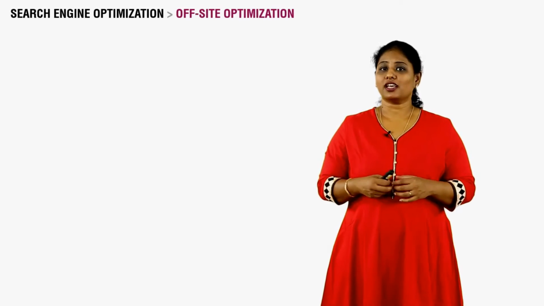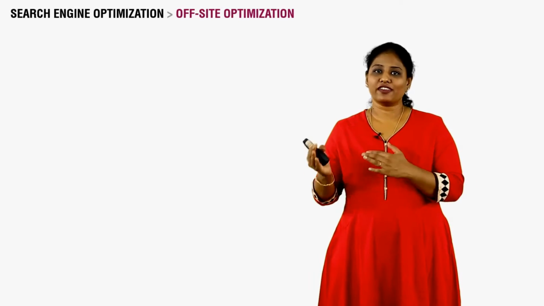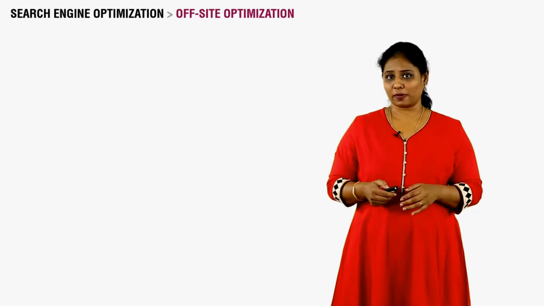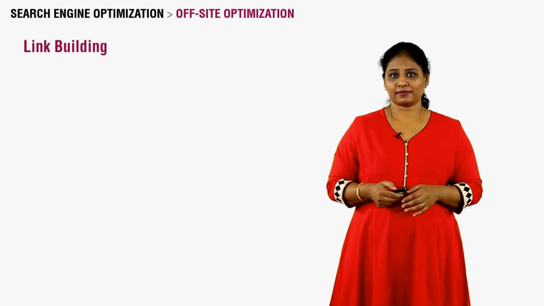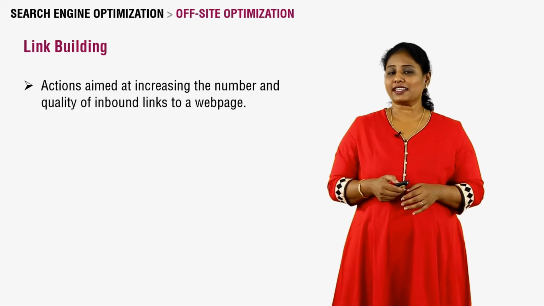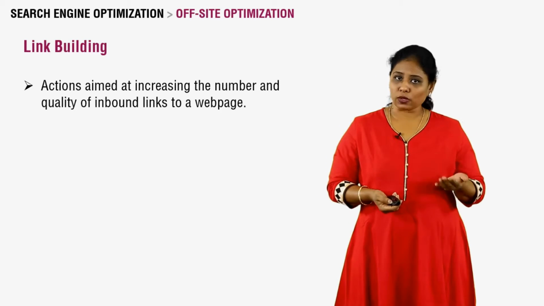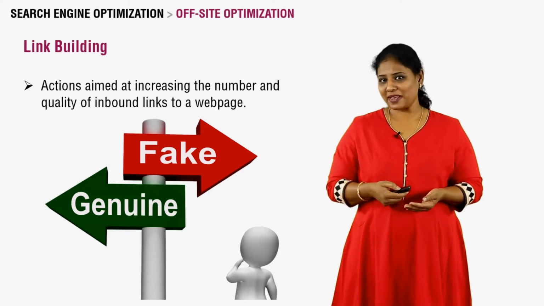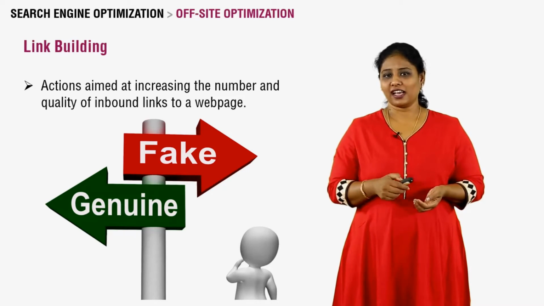Off-site optimization is all the techniques that you can do away from your site, where you will not touch your site. The primary method of off-site optimization is link building. These are actions aimed at increasing the number and quality of inbound links to a web page. There are genuine methods and fake methods.